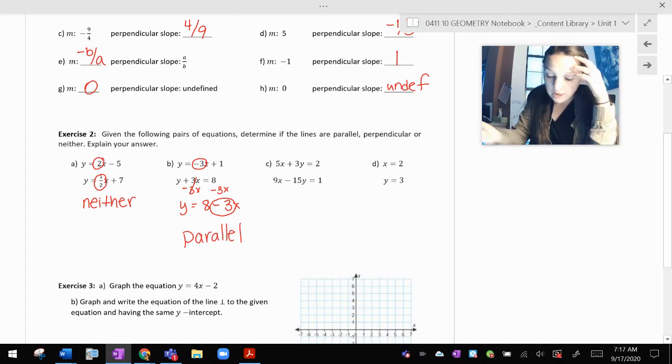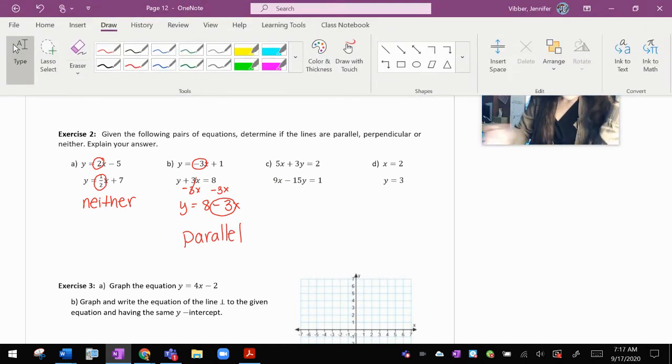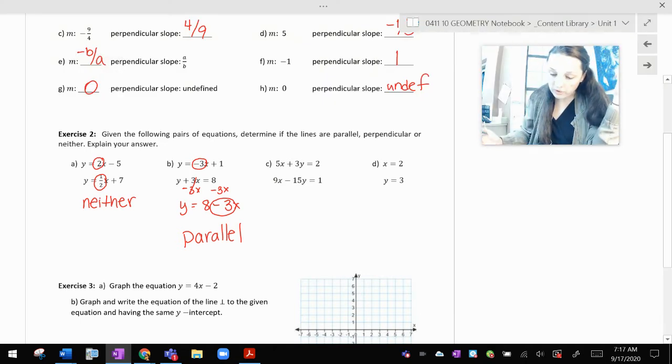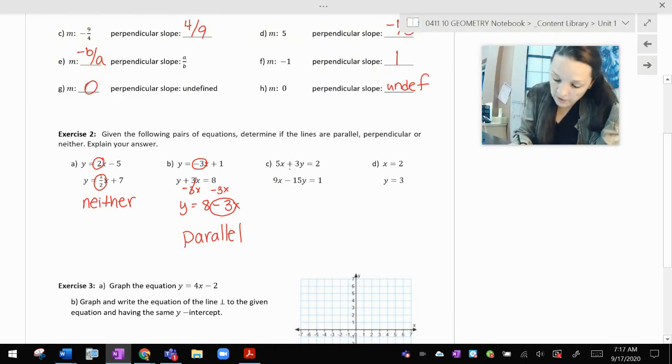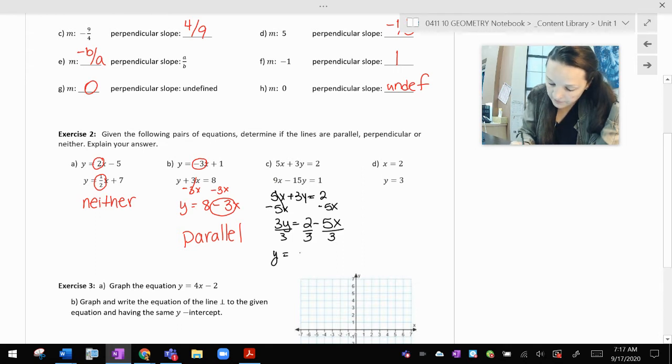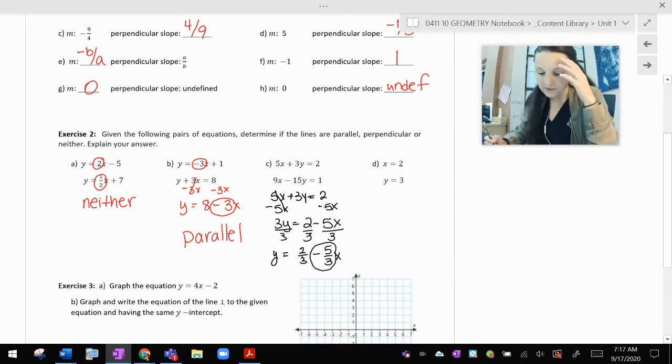Oh, darn it. Neither of these are in y = form. So if you want to figure out the slope here, I got to get them both in y = form. So I'm going to take this guy, 5x + 3y = 2, subtract 5x. 3y = 2 - 5x. Divide everybody by 3 and get y = 2/3 - 5/3 x. Okay, so there's my first slope, -5/3 x.